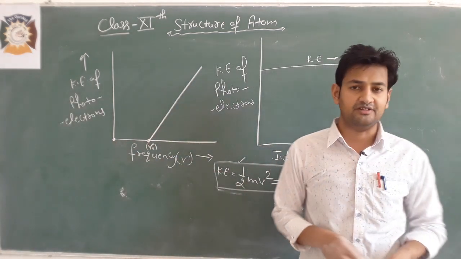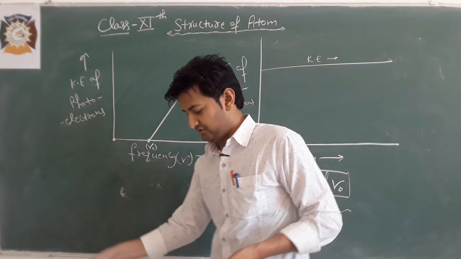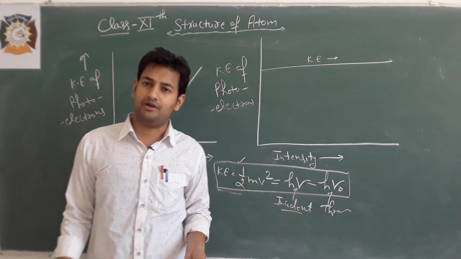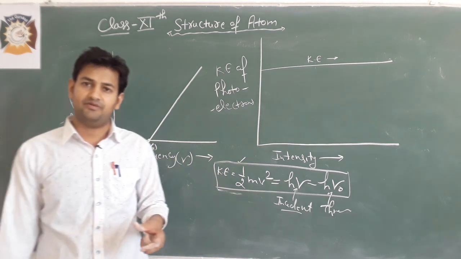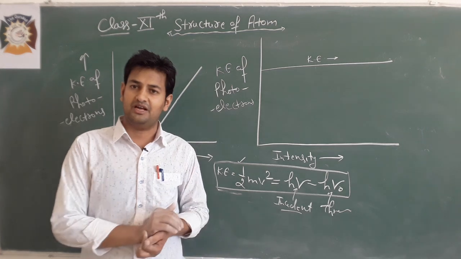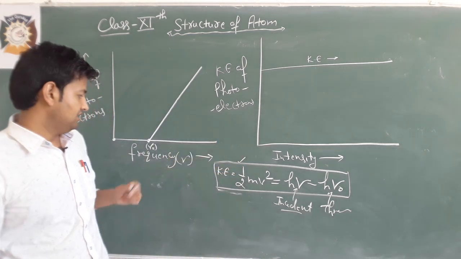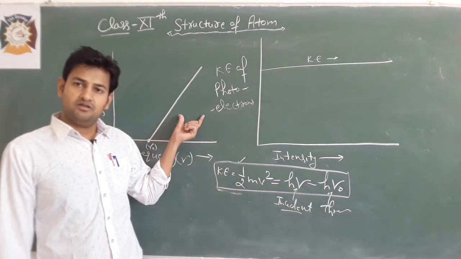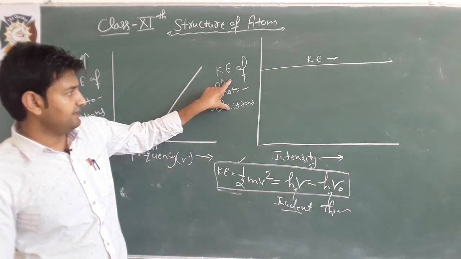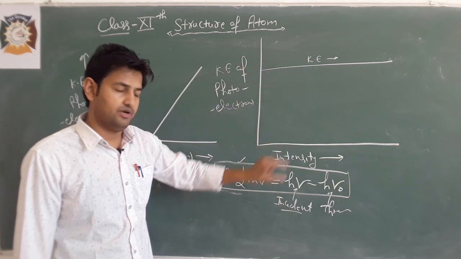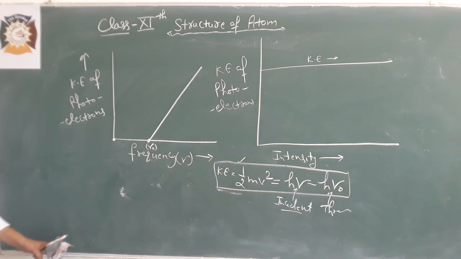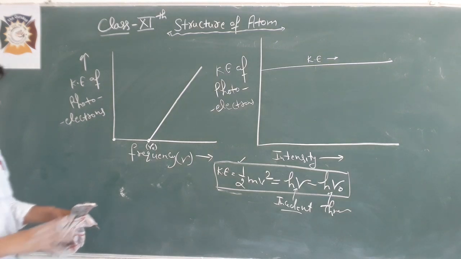Simply, in this phenomenon there is ejection of electrons from the metal surface when we apply a radiation having frequency slightly greater than the threshold frequency. What is the threshold frequency? The minimum amount of frequency which is required for the removal of electrons. Kinetic energy increases with increase in frequency of incident radiation, but kinetic energy does not depend upon the intensity of the radiations we apply. Our next point is Planck's quantum theory.